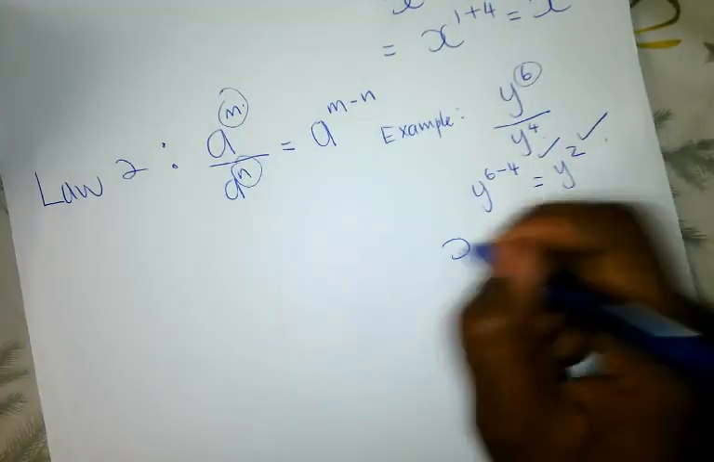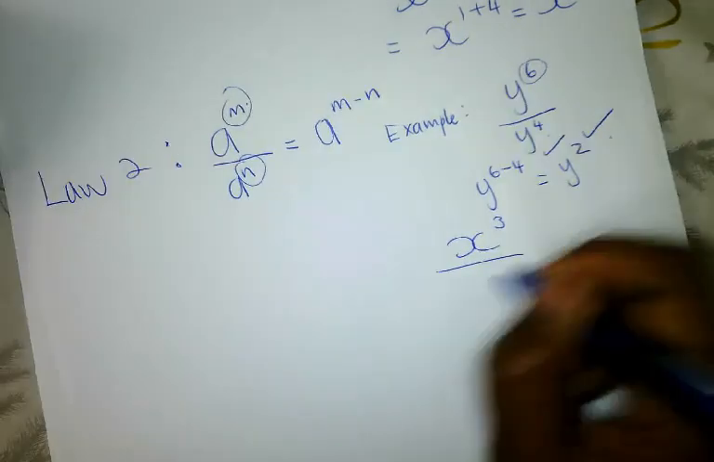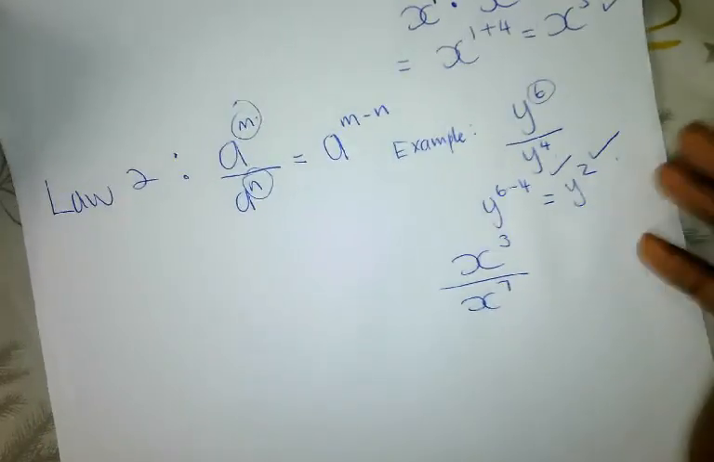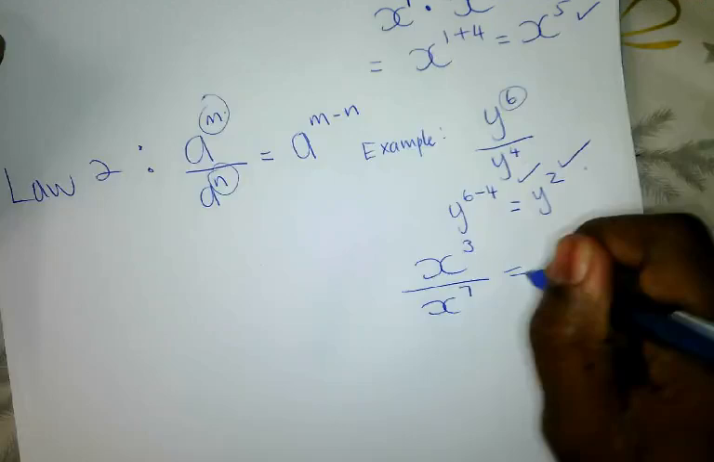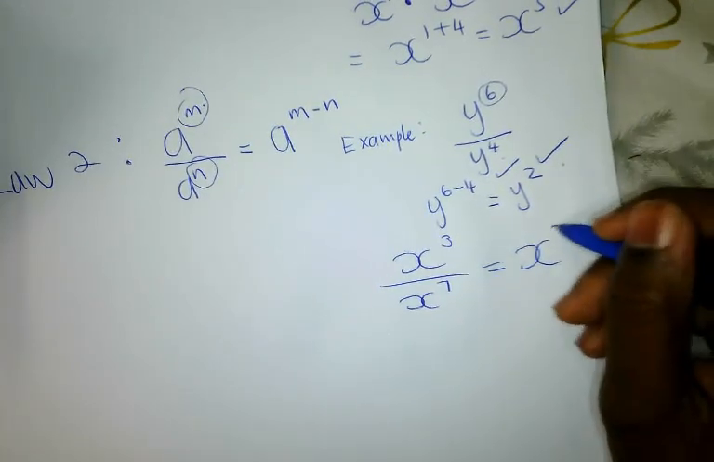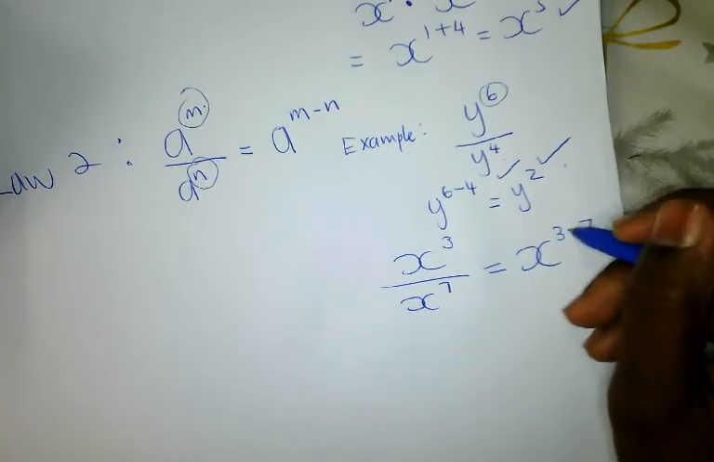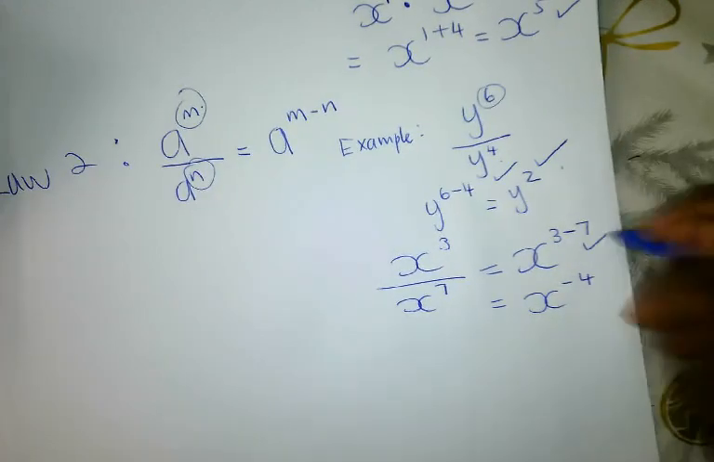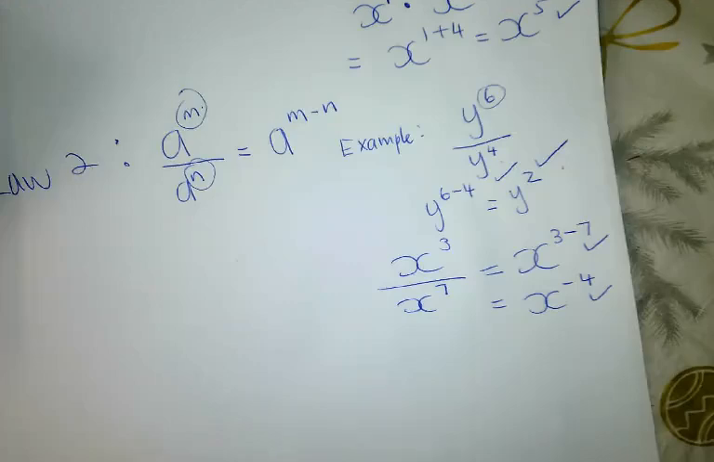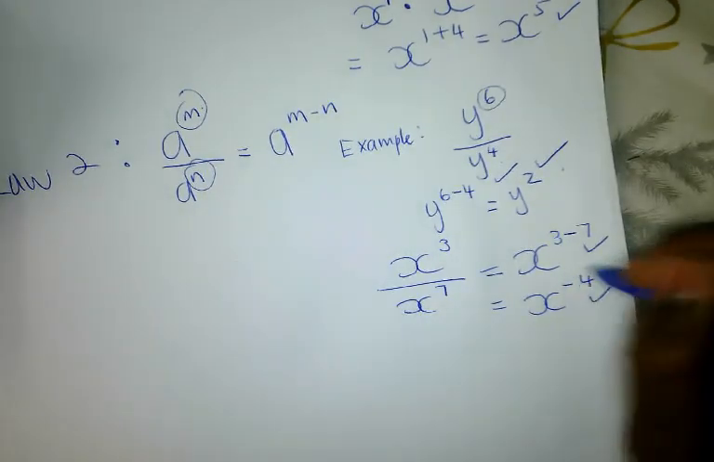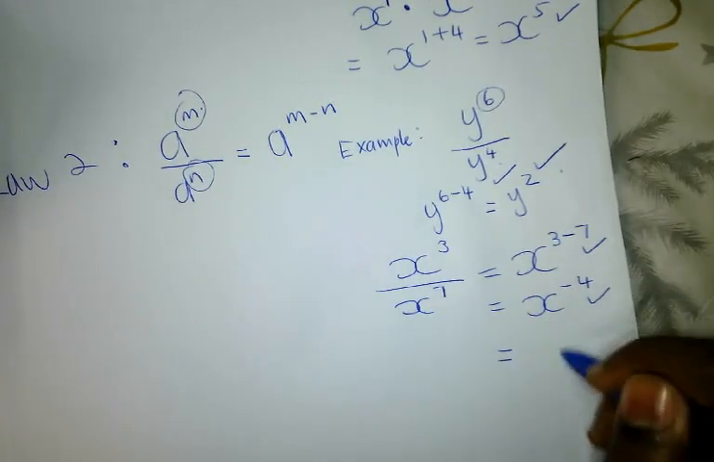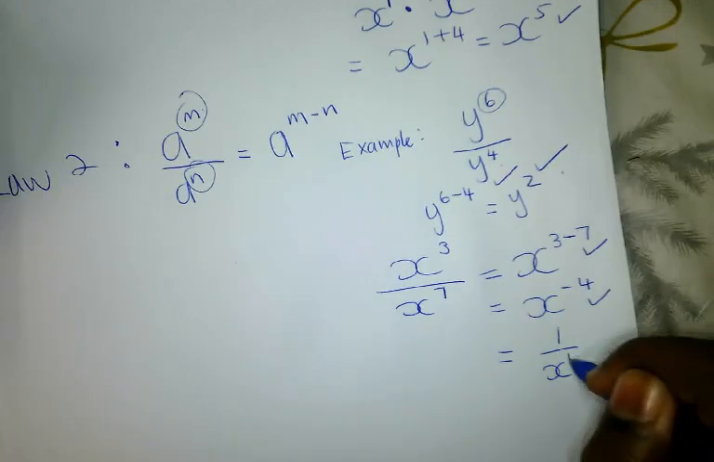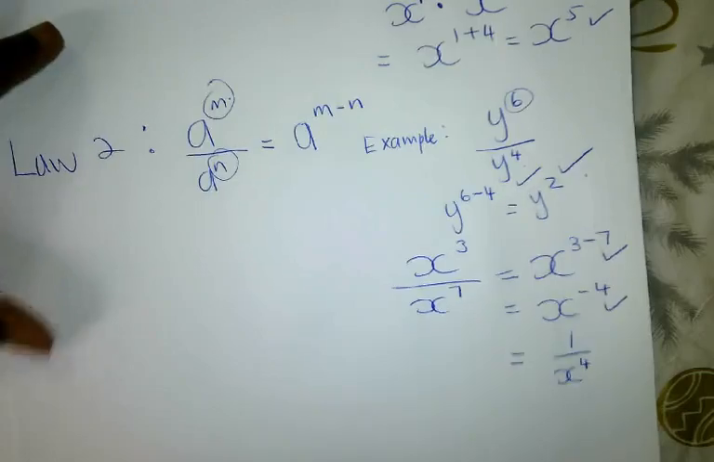Another example will be if I'm given x^3 over x^7. So what am I going to do? 3 minus 7, which will be negative 4. So a mark for the method, a mark for the answer, x^-4. But if we have a negative, we need to take it a step further and write it as a positive exponent, meaning we have 4 x's at the bottom.